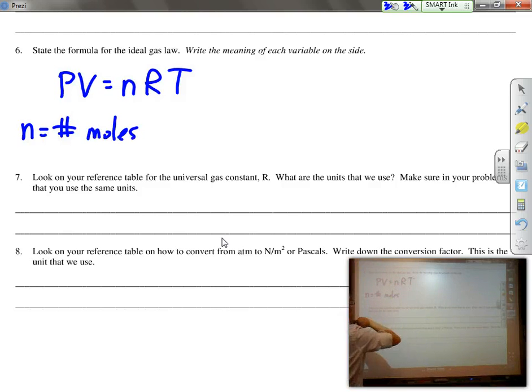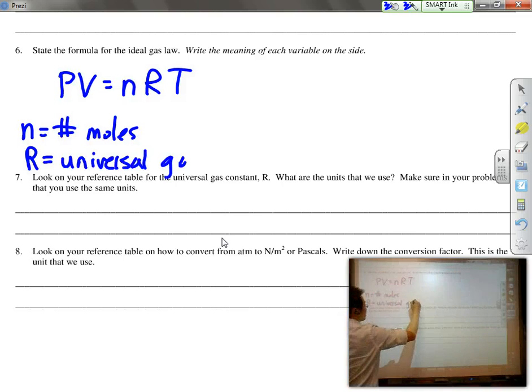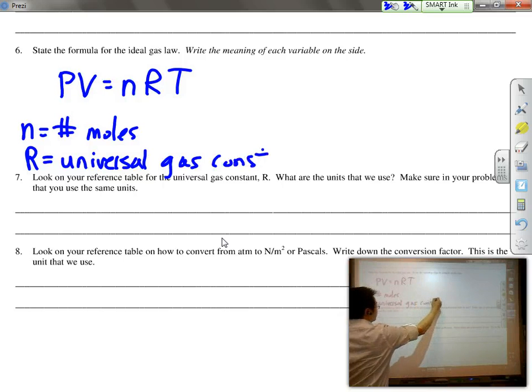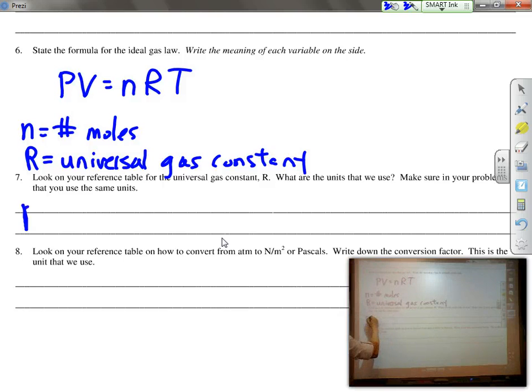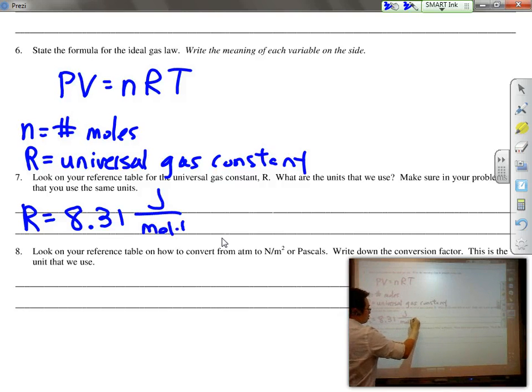of the gas. R is the universal gas constant. And R is always going to be on your reference table as 8.31 joules per mole Kelvin.